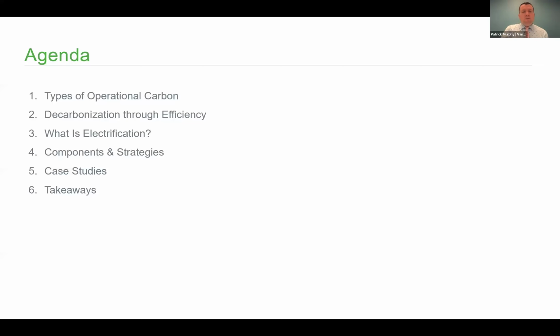All right. So with operational carbon, we're going to go through some context around the different types of carbon, the approach to decarbonizing the operations of buildings, and dive more into electrification. Electrification and decarbonization go hand in hand, and we'll show some components and strategies, what we do and don't mean when we talk about electrification and decarbonization, and then a couple of examples.